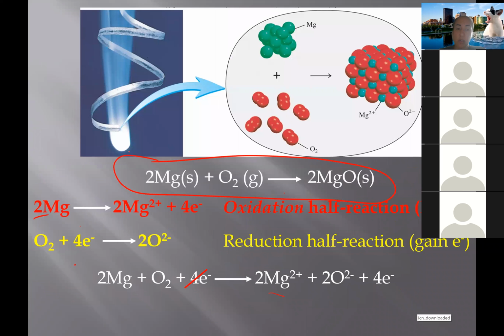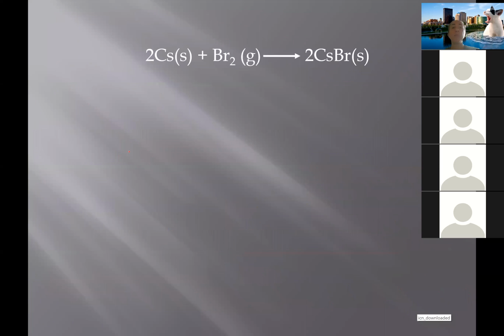So let's do this one. Tell me what the oxidation state of cesium is. Zero. Okay. Oxidation state of bromine. 0. Okay. Oxidation state of cesium and bromine in the compound cesium bromide. What is it? Come on, guys. You were cut off, Camille. Say it again. Cesium is +1. Okay, so what's bromine? -1. Okay. So what is the next step?